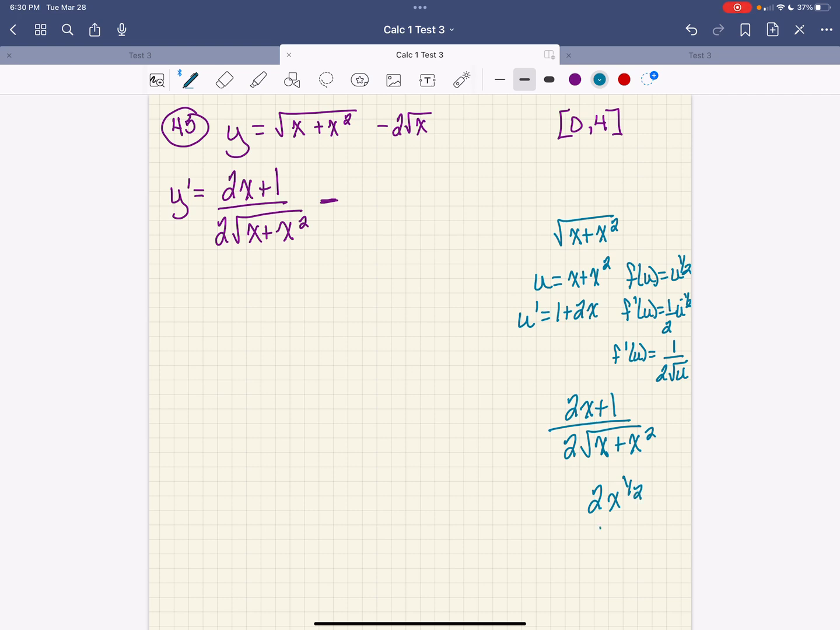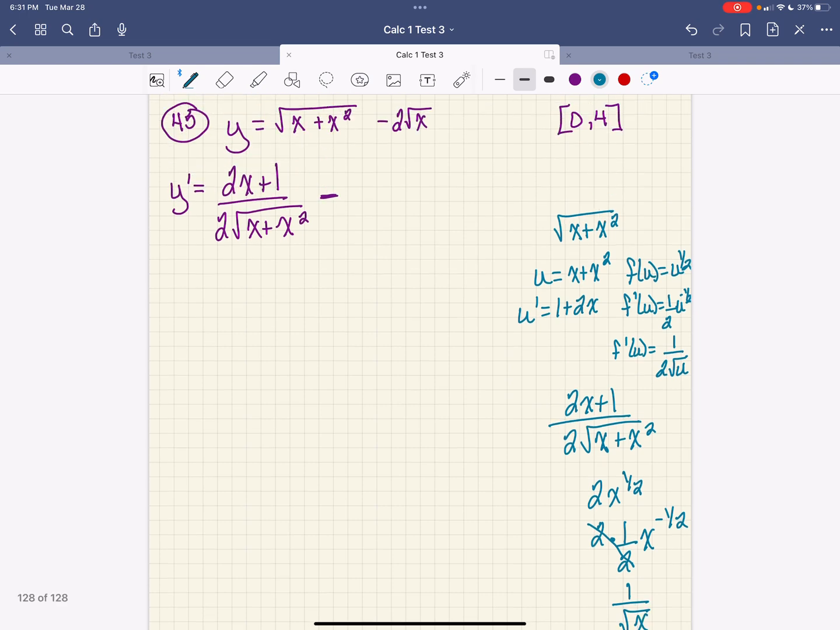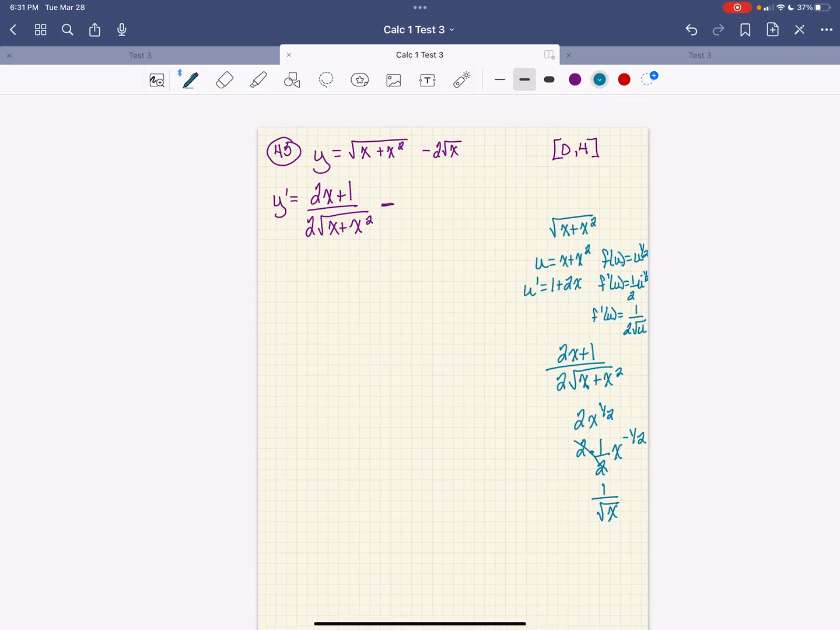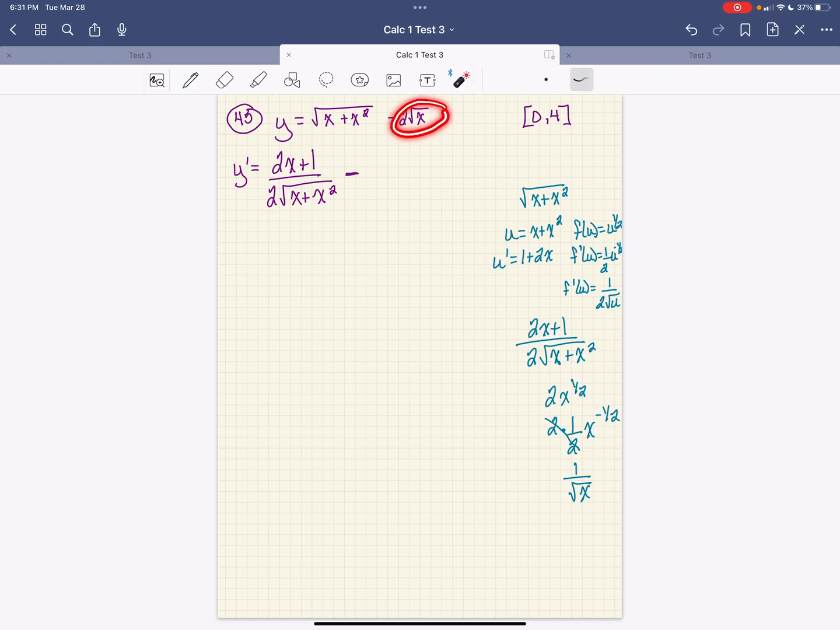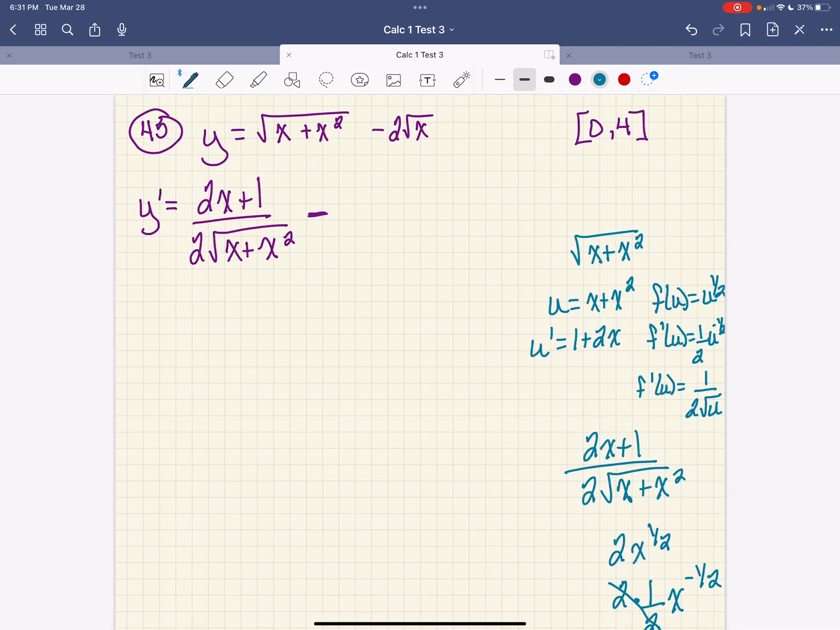The derivative of that is going to be 2 times the 1/2 x to the negative 1/2. So my 2's cancel. I'm going to have 1 in the numerator. And so I'll have 1 over the square root of x. And that's the derivative of this right here. And I've already got my subtraction. So my derivative here is going to be 1 over the square root of x.